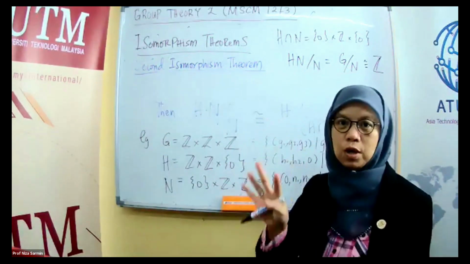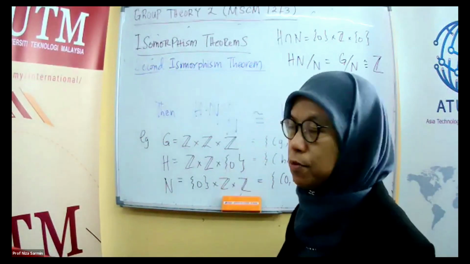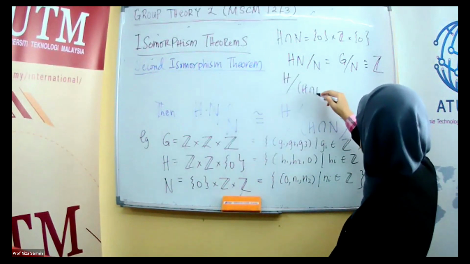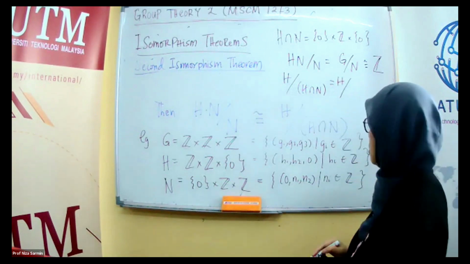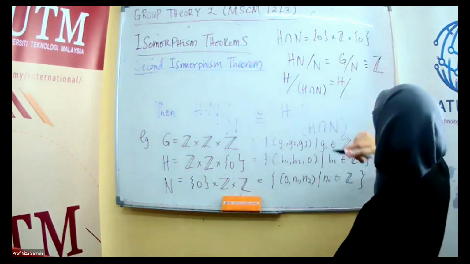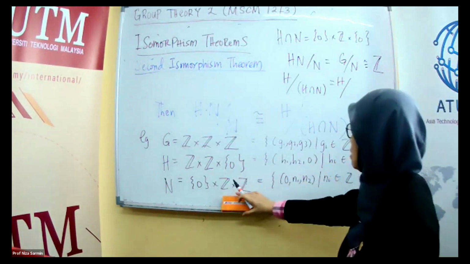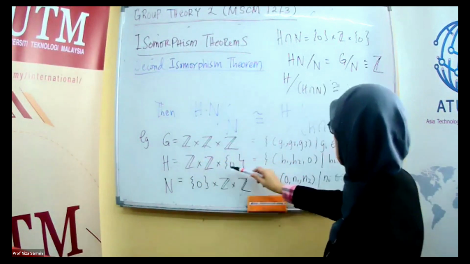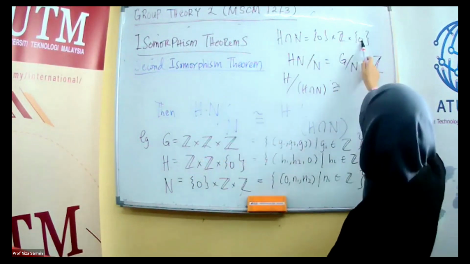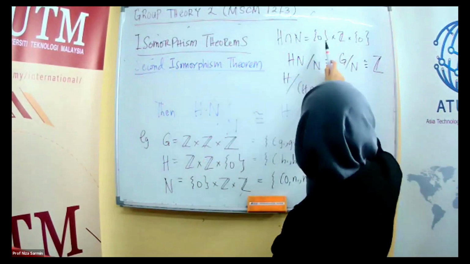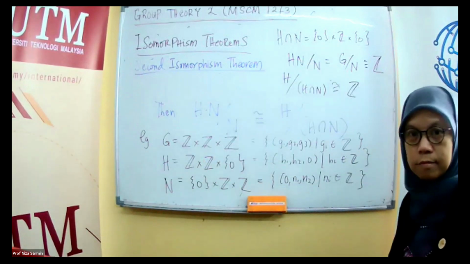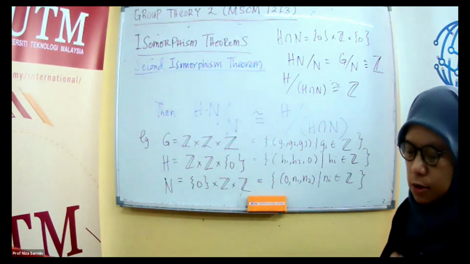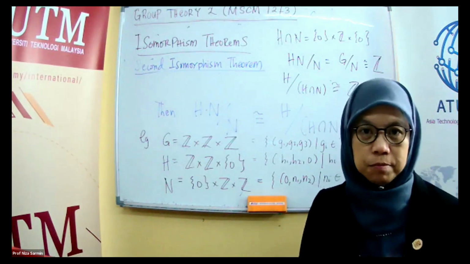Remember, in the last class I showed you how to get the factor group. Now this one: H mod that. I just put H mod this. So this cancels, this cancels, this also. So that is how you use the second isomorphism theorem.